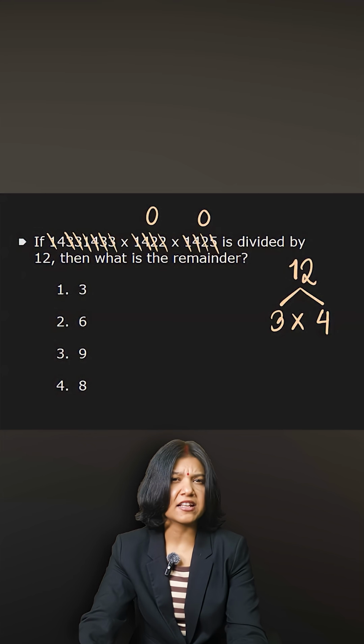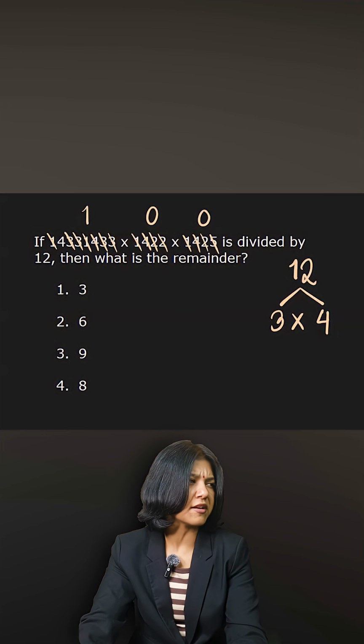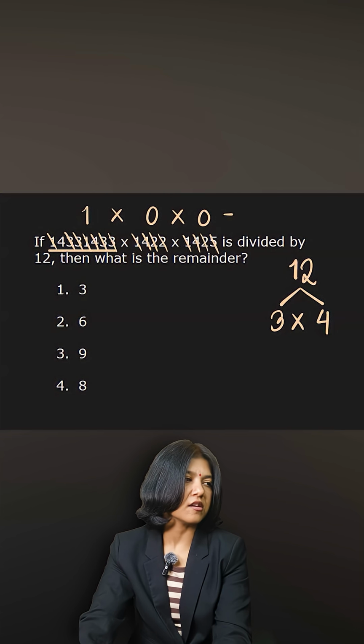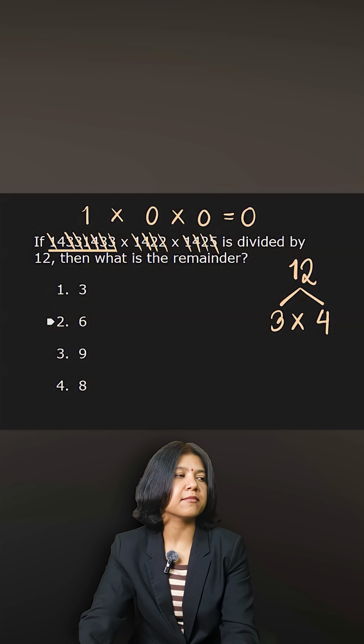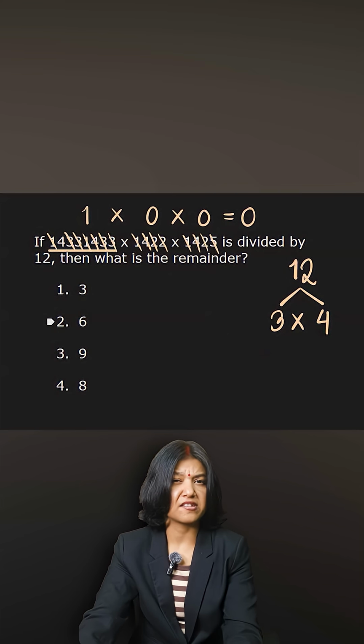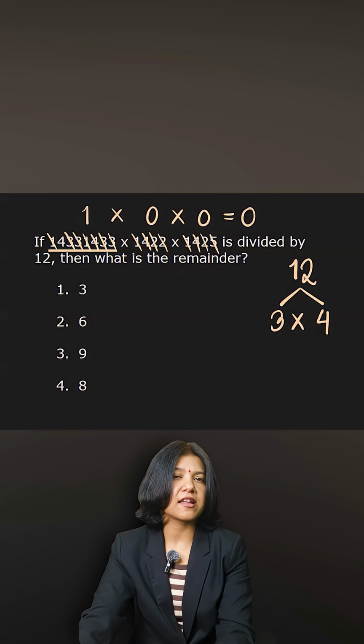Now upon dividing this 4, it will definitely give me 1 as the remainder. So this is the only number that is not divisible by 3. So what you'll do is multiply the remainders. The answer here is 0, telling me that if I divide this entire number by 3, the remainder will be 0. It's exactly divisible. Now you'll check the same thing for 4.